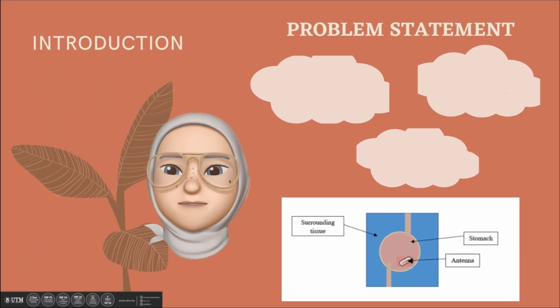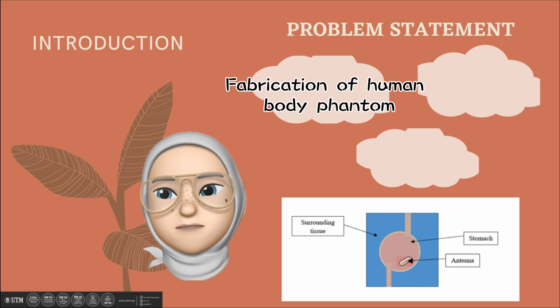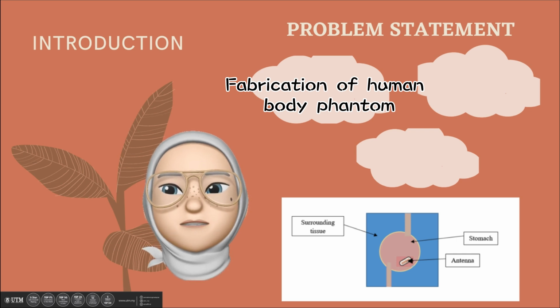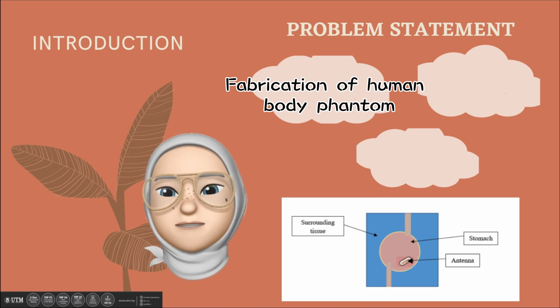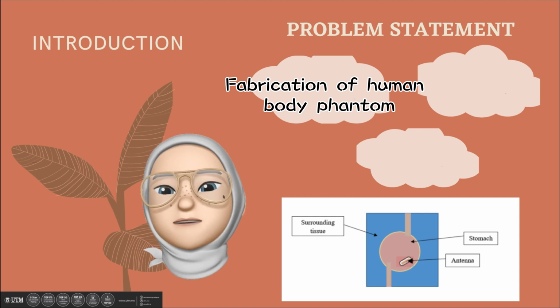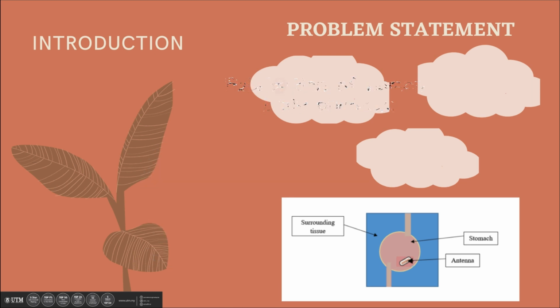There are three main problems in this research. One of them is the fabrication of the human body phantom. The correct chemical composition must be clarified, as the dielectric constants such as permittivity and conductivity depend on the amount of chemical powder used during the fabrication of the human body phantom. Hence, each type of human body is different. Body tissue has varying dielectric properties. The fabrication must also be clarified.